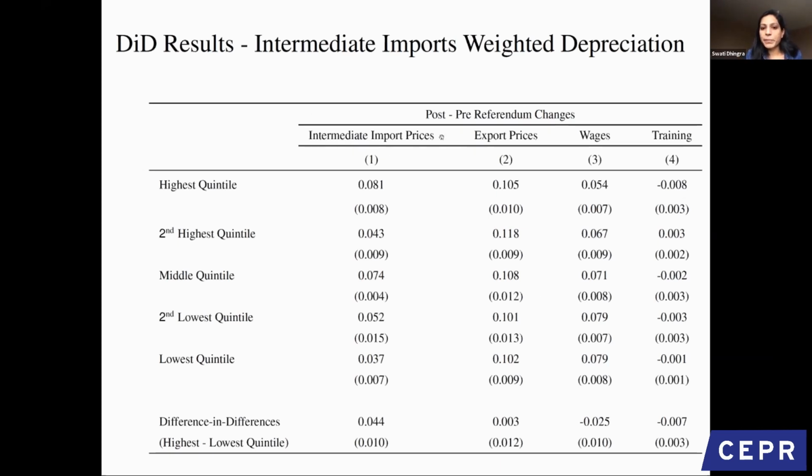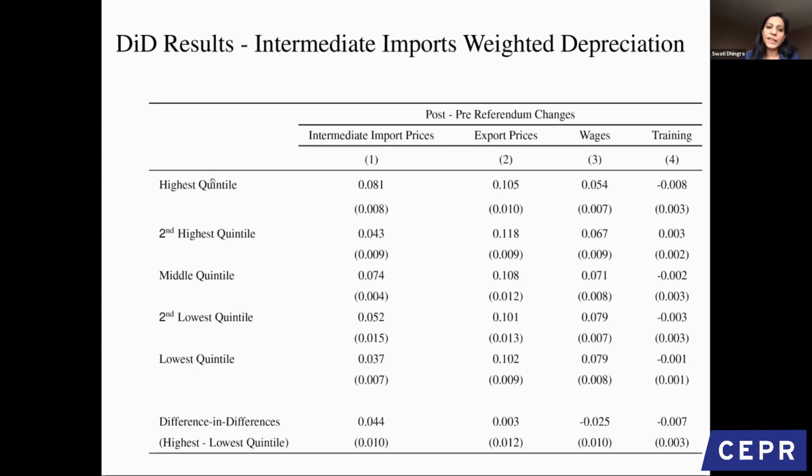So this is telling you the intermediate import price index for the car industry in quarter Q at time T. And what we're comparing is the post pre-referendum changes. So we're looking at what the change has been in the intermediate import prices across these different industries. And what are these different industries? We basically just rank the different industries according to how much of an intermediate import weighted depreciation they faced.